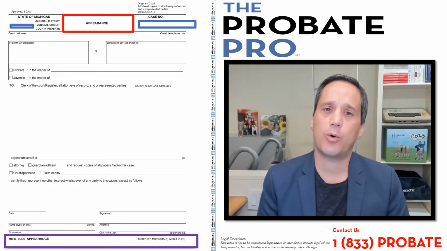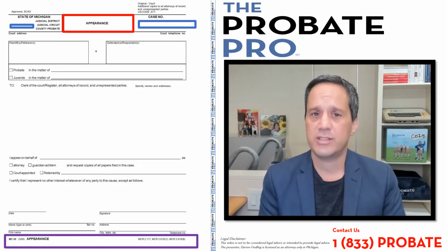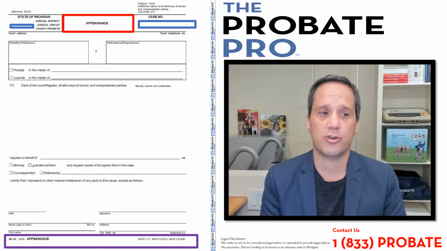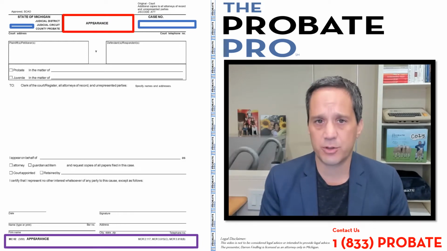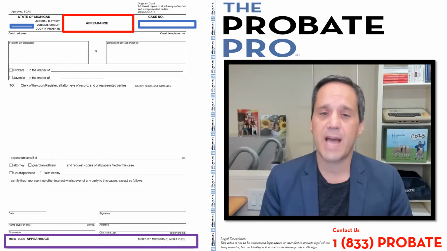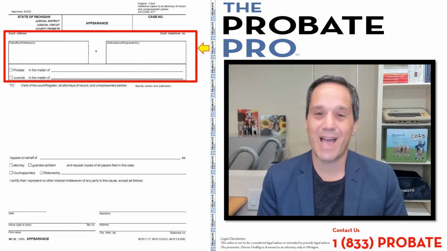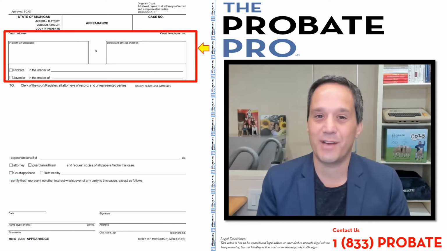In the top left corner is the county in which the matter is proceeding. As you can see, it says State of Michigan, Judicial District, Circuit, or Probate. This form is versatile, can be used in any of those three court systems. Top right corner is the case number, and then in the big rectangle, it's an appearance. At the beginning, it's pretty obvious here. These are pretty intuitive areas to fill out.